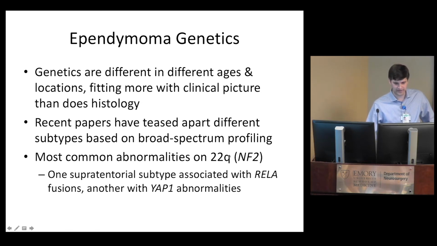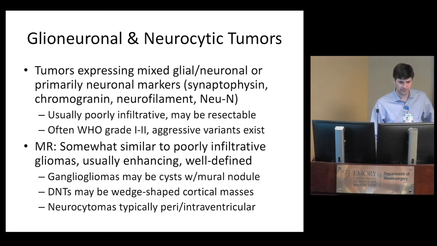But in any event, the most common abnormality of an ependymoma would be on 22q, where NF2 is located. Oftentimes you'll see a 22q loss or loss of 22. Supratentorial subtypes of ependymoma, many of them have a RELA fusion, that's on chromosome 11, and then others will show abnormalities in YAP1. All right, so those are two subtypes of supratentorial ependymomas.